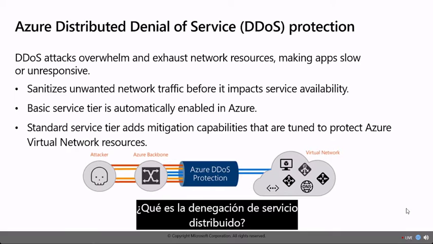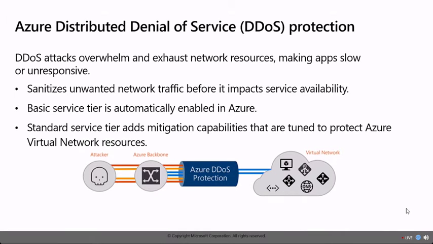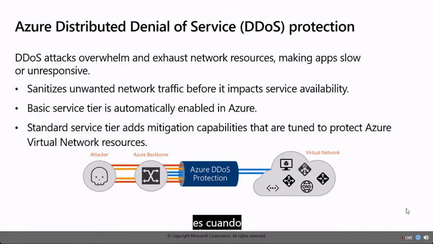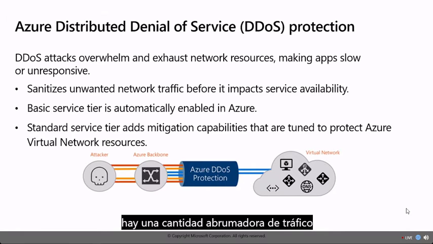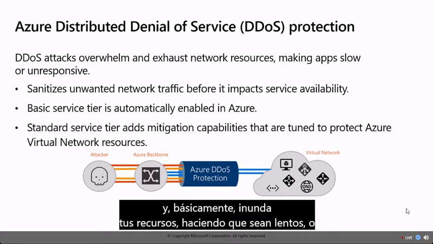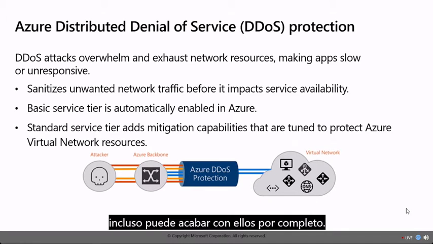So with the distributed denial of service, well, before we talk about what this protection is, let's talk about what an attack is. A DDoS attack, distributed denial of service attack, is when there is an overwhelming amount of traffic sent to your Azure network or your resources, and essentially it overwhelms your resources, making them slow, or it can even take them down completely.